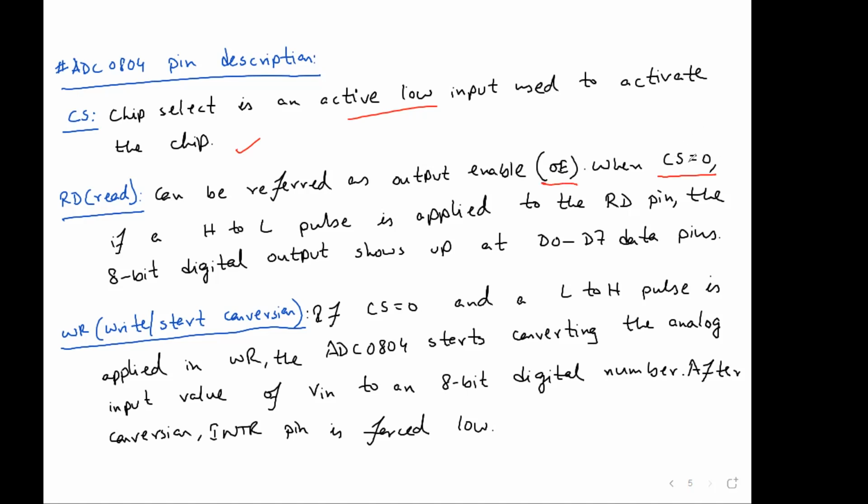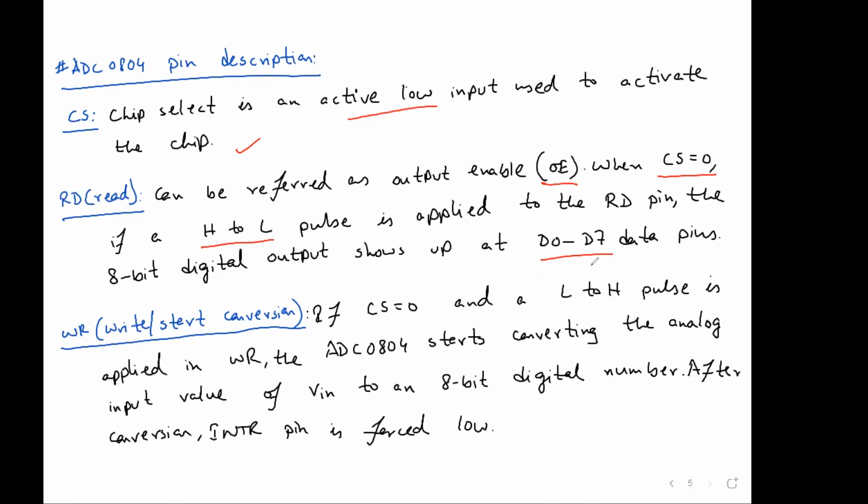When CS is equal to zero, very obvious, CS has to be zero in order for the chip to be activated. So whenever CS is zero and a high to low pulse is applied to the RD pin, then the 8-bit output will show up at D0 to D7 data pins. And you can see that all these pins are connected to your LED. So simply we signify that the conversion is done, I mean, the data is ready to be displayed. That is what we mean by this RD pin. So wherever CS is equal to zero and a high to low pulse is applied, we specify that the data is ready to be read. So the data shows up at D0 to D7 data pins. Now how you connect this D0 to D7 is totally up to the user or the coder. But the RD signifies that the data is ready to be read.